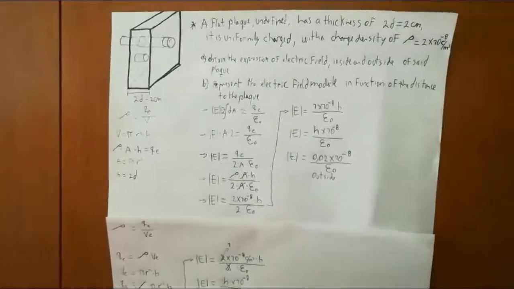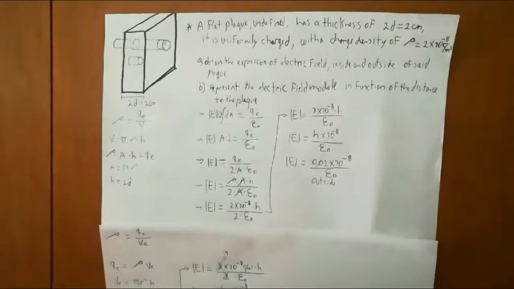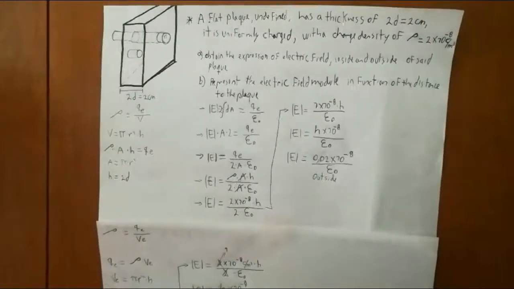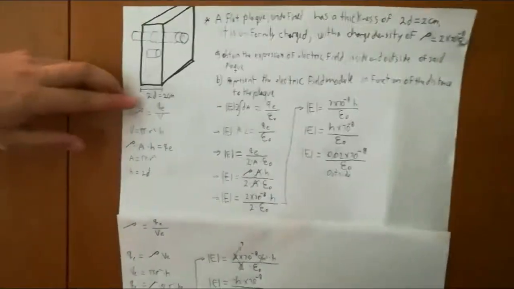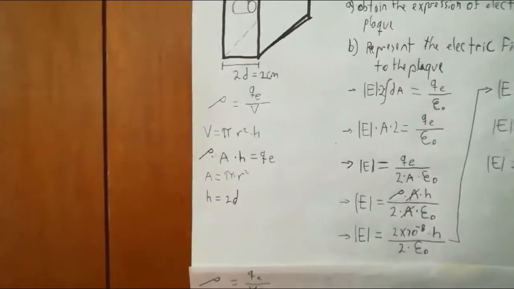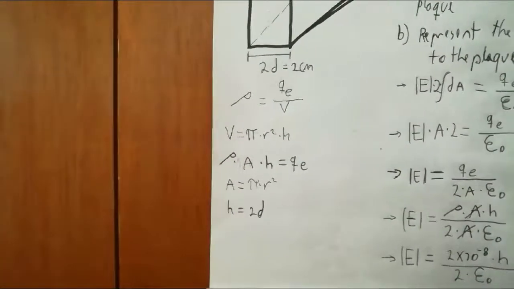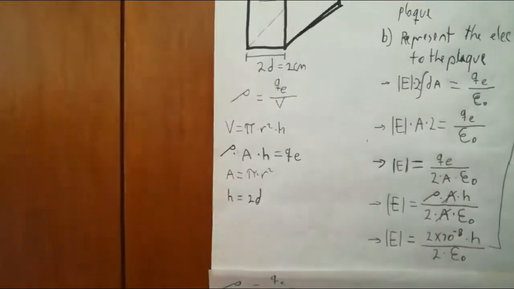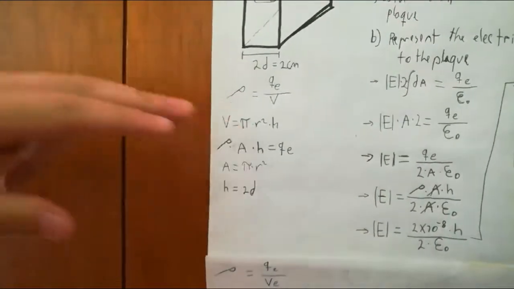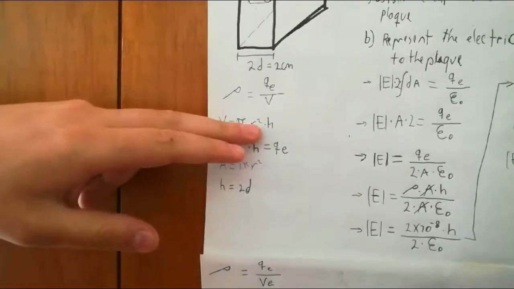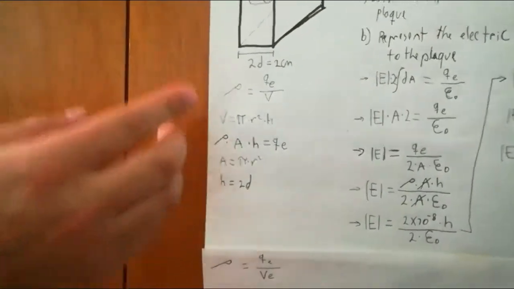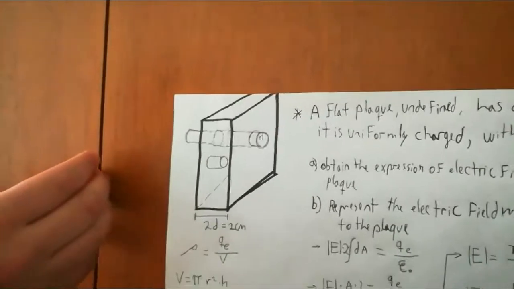First, we need to know the charge contained within the plate. To do that, we decompose rho as Q_E over volume, which is the expression for charge density. That is charge over volume. Volume is going to be equal to pi multiplied by R squared multiplied by height. Why? Because for this exercise we are using a cylinder as the Gauss surface.